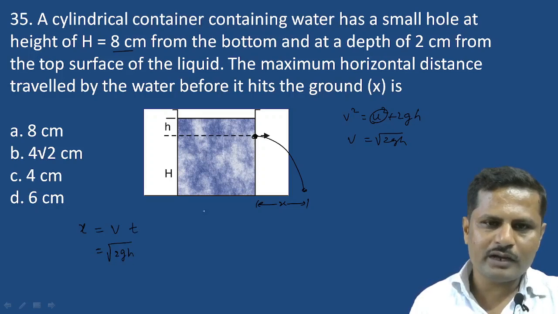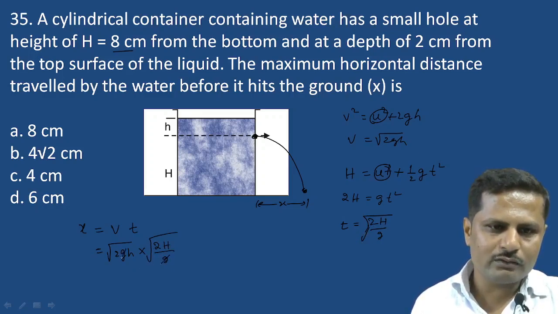Now let me take the time taken by the liquid to reach this level. That is, this height H is equal to ut plus half gt square. The initial velocity is 0, so it becomes 0. Now this gives 2H equals gt square. Therefore t equals root of 2H divided by g. So in place of t I can write root 2H divided by g. Now here root g and this root g will get cancelled.